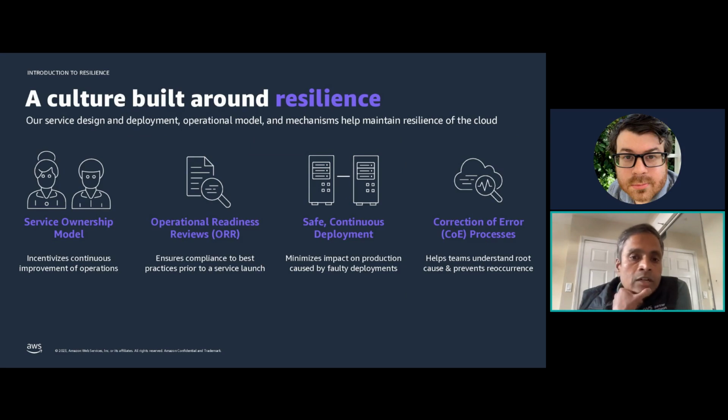In this slide, I want to talk about how our culture is built around resilience. AWS employs a service ownership model, which incentivizes teams to continuously improve their operations. We organize our engineering and product management efforts to be led by small multidisciplinary teams. We call them two pizza teams, with strong ownership of the services they produce. This ownership brings responsibility for not only designing and launching the service, but also operating it during production and being on call for issues as they arise.